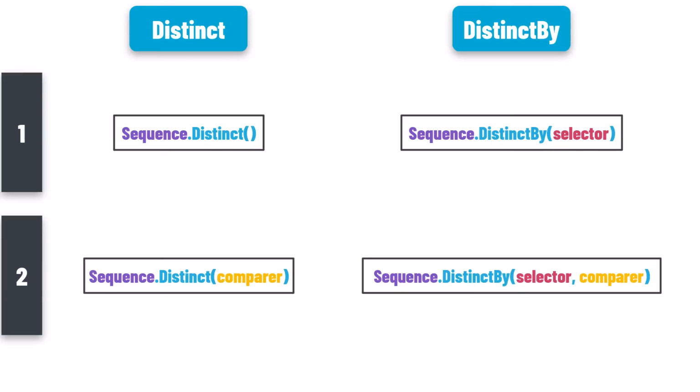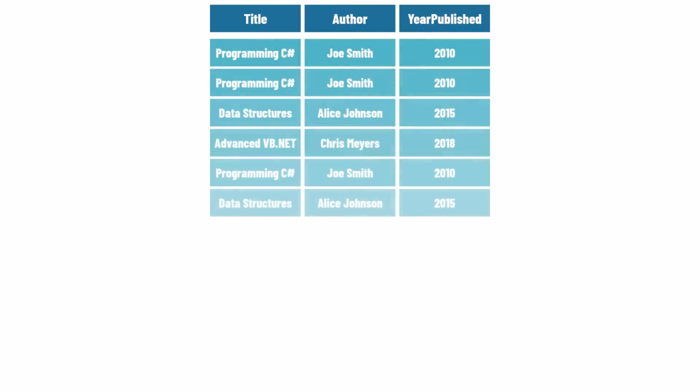Let's now explore some examples of using both methods. Suppose we have a data table with a collection of books, including 3 columns: title, author, and year published. Now, imagine we want to clean up this table by removing duplicate rows. By duplicates, we mean rows where the content in all 3 columns is identical to that in other rows. For example, these 3 rows are duplicates because they contain the same data in all columns. Let's explore how to accomplish this using the Distinct method.